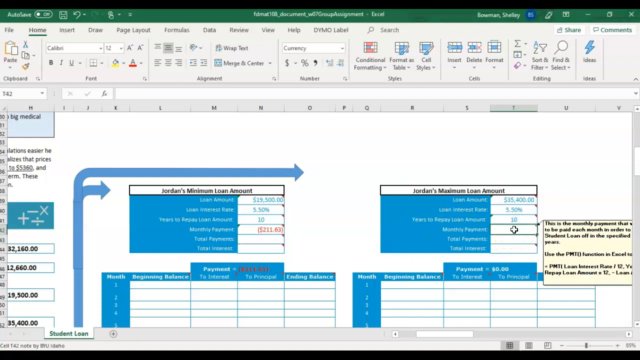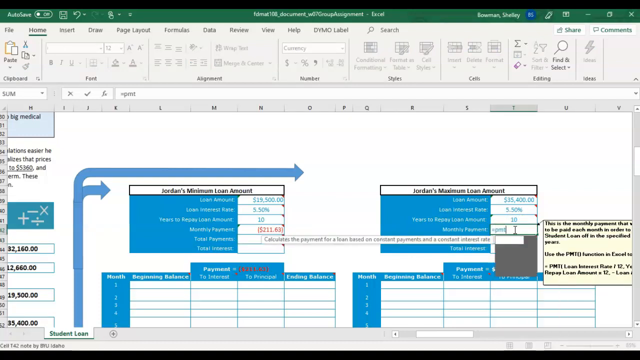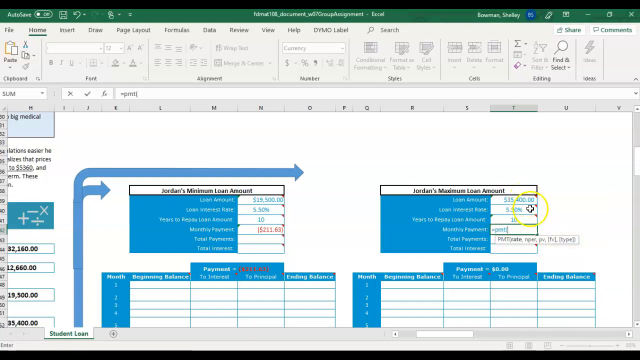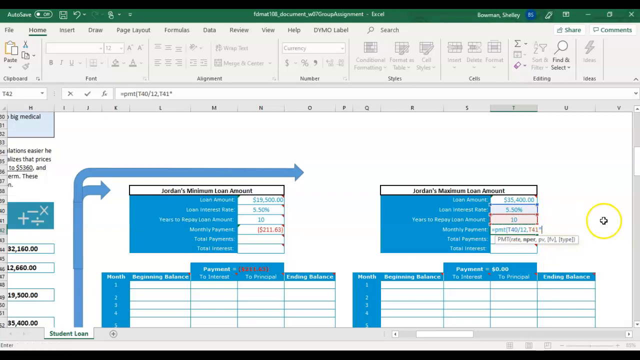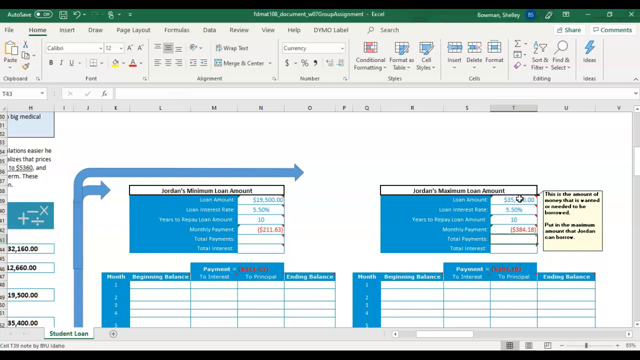Same thing over here on this one, I can do equals PMT, and then I need the rate, 5.5, again divided by 12, comma, number of periods will be 10 times 12 months, for every 12 months in the year for every 10 years. And then the present value is our loan amount. And again, we could put 0 in the future value so that we know that we're working our way all the way down to 0, but we don't have to.